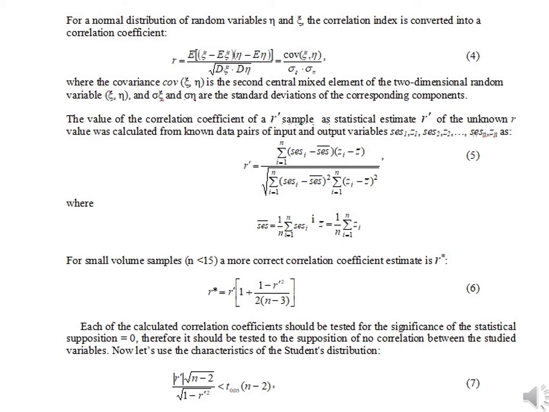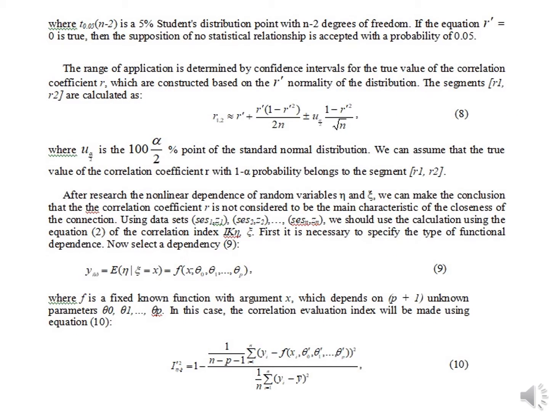Each of the calculated correlation coefficients should be tested for the significance of the statistical supposition H0. Therefore, it should be tested against the supposition of no correlation between the studied variables. Now let's use the characteristics of the Student distribution. You can see it in equation 7. The range of application is determined by confidence intervals for the true value of the correlation coefficient, which are constructed based on the normality of the distribution. The segments are calculated as you can see in equation 8.